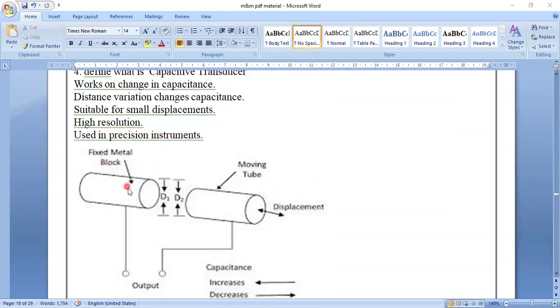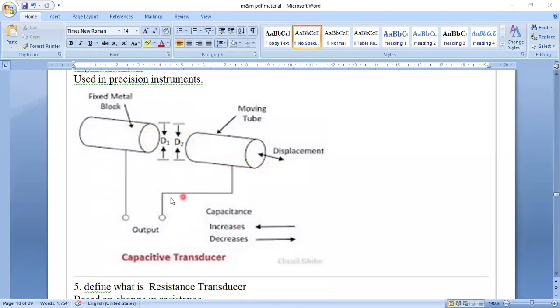So this is the fixed metal block. One is a moving metal. So displacement is happening here. This is connected here, this is connected here, and this is a different diameter. Now this will move and make some vibrations. These vibrations are recorded in this output area. So if any object is displaced here, it will make more or less vibrations.